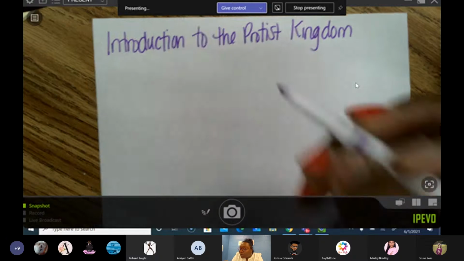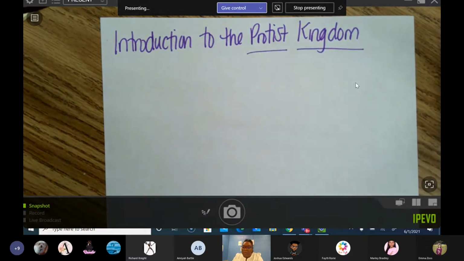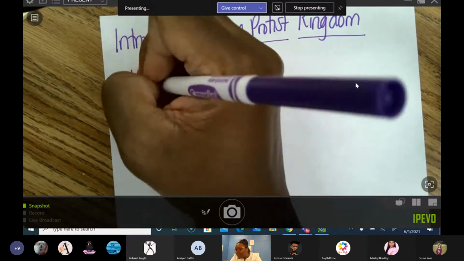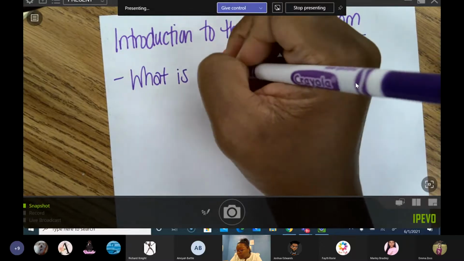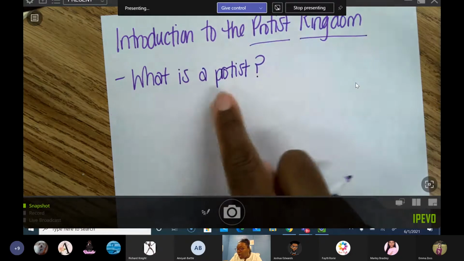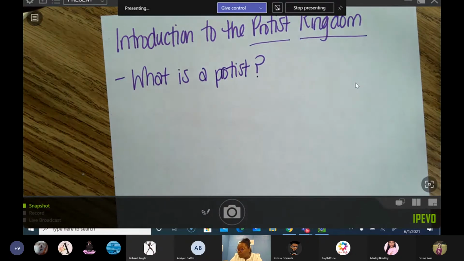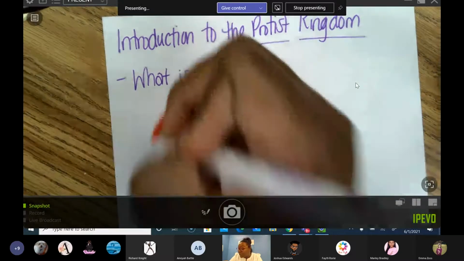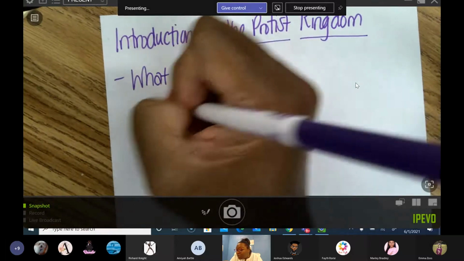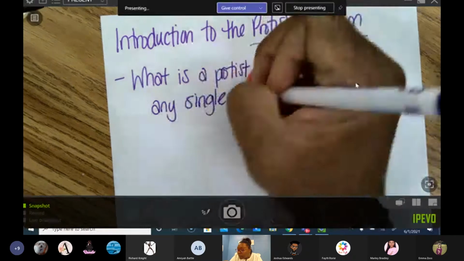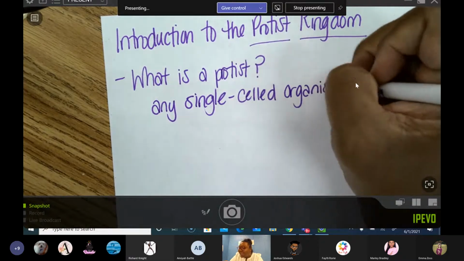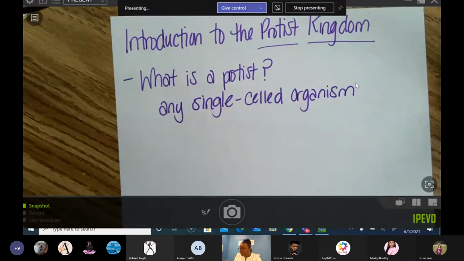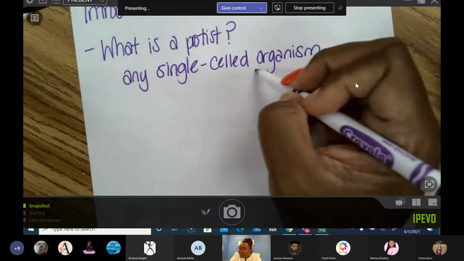When we're talking about the Protist Kingdom, the first question we're really going to want to answer here is, what is a protist? P-R-O-T-I-S-T. We want to know that a protist, for our purposes as 6th grade scientists, is any single-celled organism. We want to remember that an organism is a living thing.